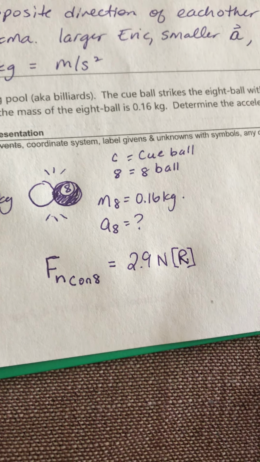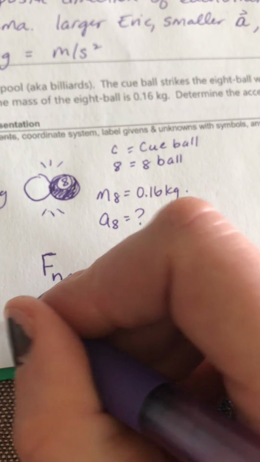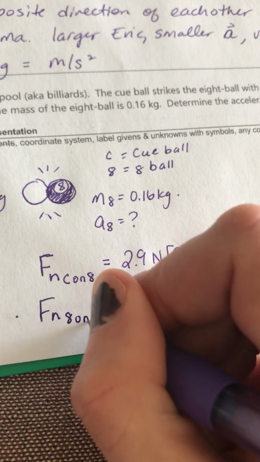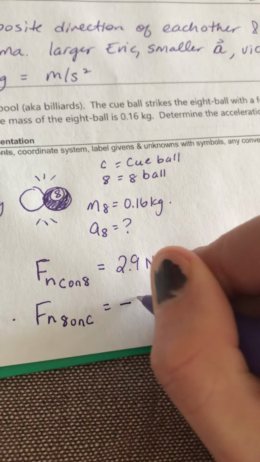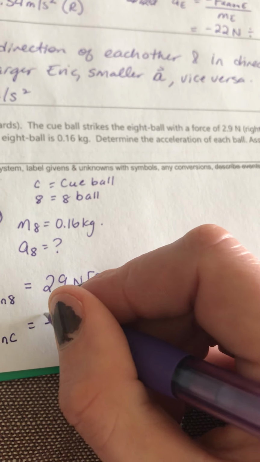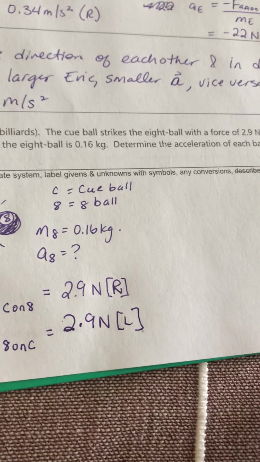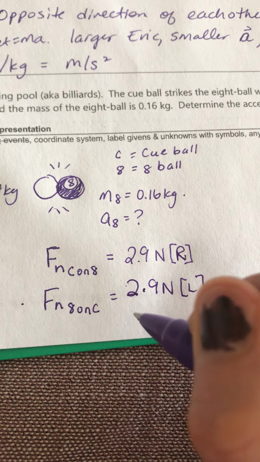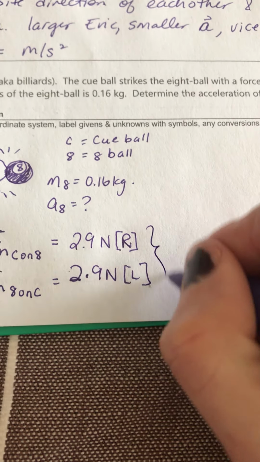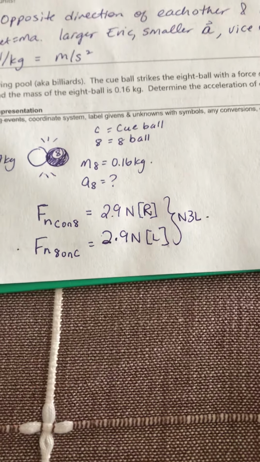Okay. If you want to do it here, you can. You can write that the normal force of the 8 ball on the cue ball is going to be negative, or it's just going to be 2.9 newtons to the left. Okay, because they're equal in size but opposite in direction. So there's your third law. Okay, you don't have to do that in the solution.